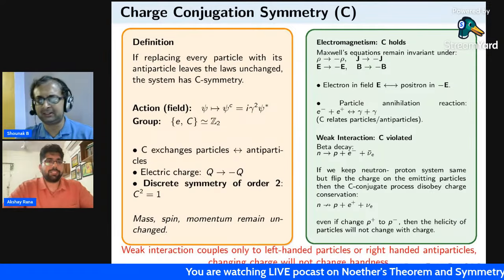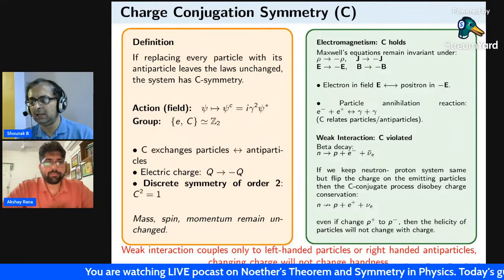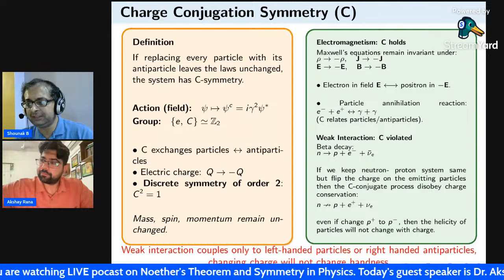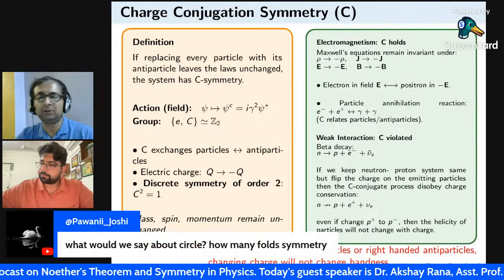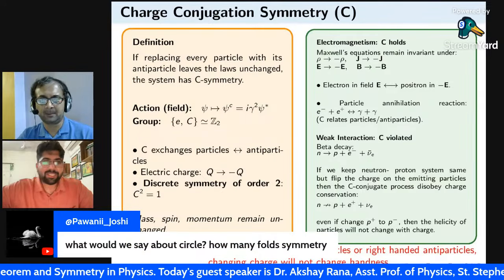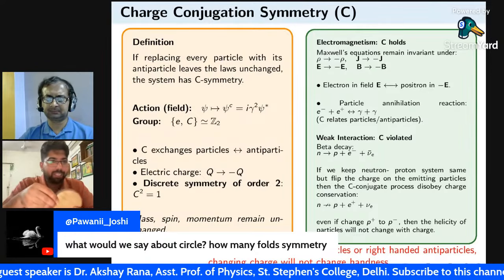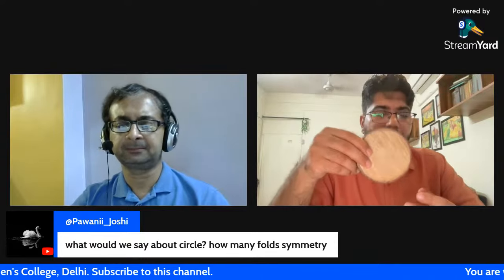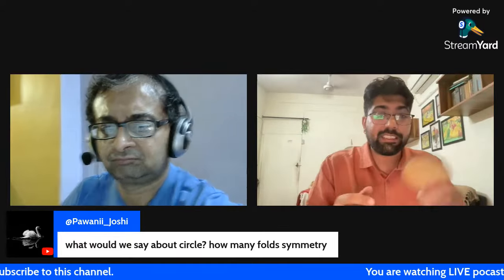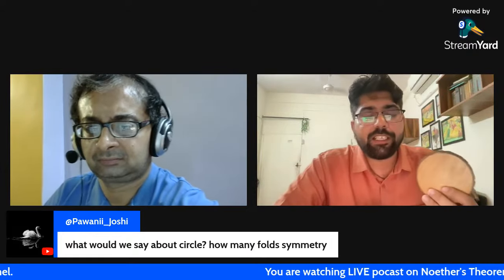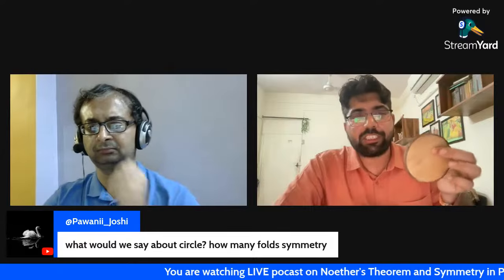There is one quick question coming up from Pavanil. He's asking what we would say about a circle, how many folds of symmetry it has. For a circle, as I pointed out, there can be infinite folds, so it's not going to be a finite set. It has an infinite number of elements, and for that we call this symmetry a continuous symmetry, which I'll be talking about in a while after completing this.